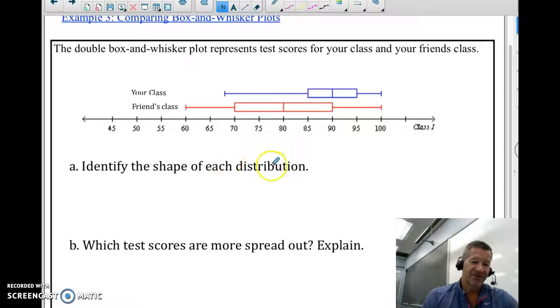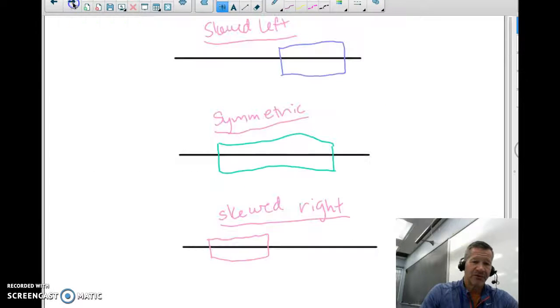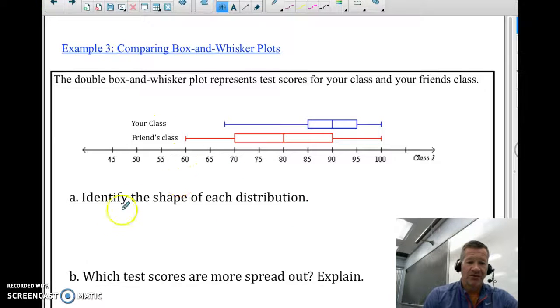So identify the shape of each distribution. Okay, well the shapes, that's what we're talking about here. What shape does each one have? Well, your class, you'll notice that the box is pretty far over to the right, leaving a whisker that's longer on the left. So your class is being skewed to the left.